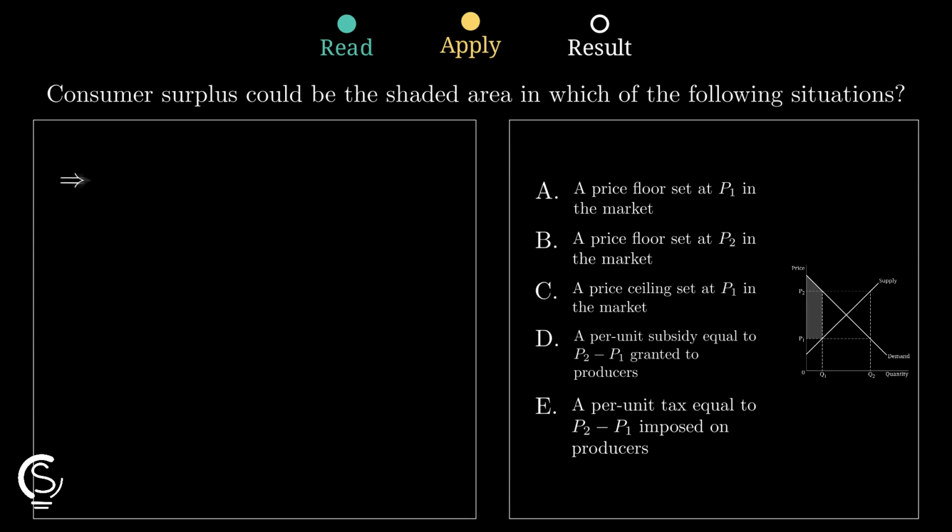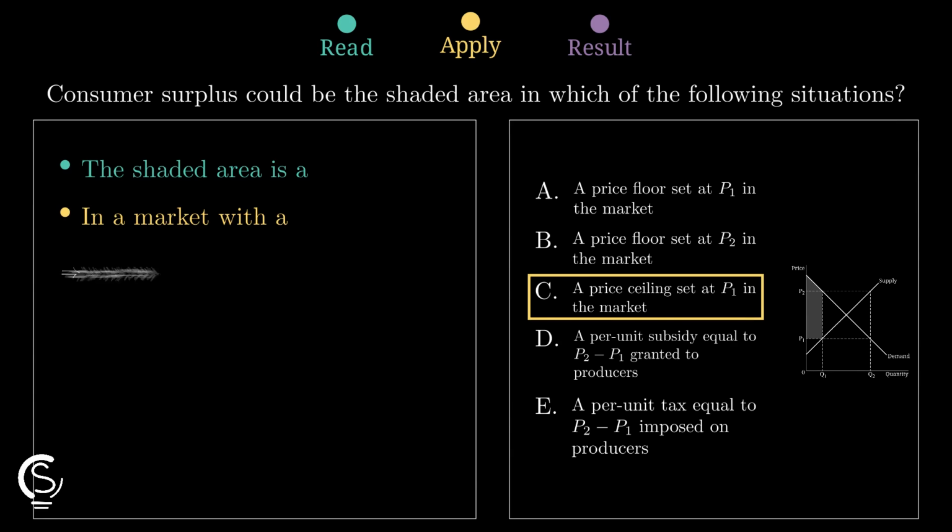In a market with a price ceiling set at P1, the price is legally blocked from rising to equilibrium. This creates a shortage where the quantity demanded exceeds the quantity supplied. Assuming consumers with the highest willingness to pay buy the goods, this shaded area illustrates consumer surplus. That makes option C our final winner.